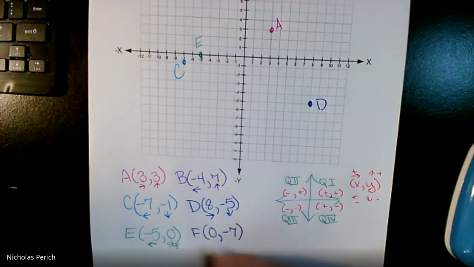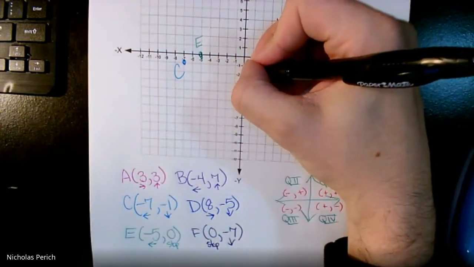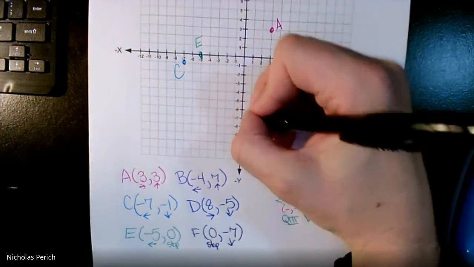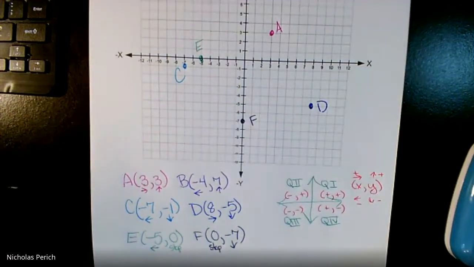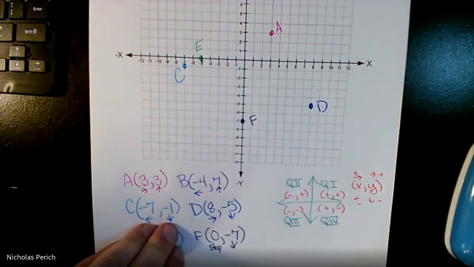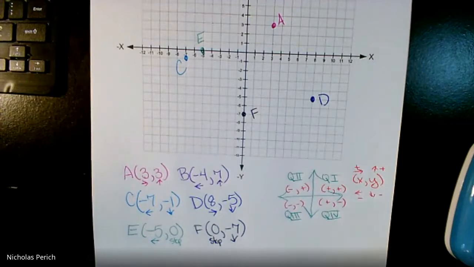0, -7 is similar, but be careful. That 0 means you don't move left or right, and then you go down 7 spaces. So don't move left or right. 1, 2, 3, 4, 5, 6, 7. Put a circle there, call it F. Okay? Okay. So those are coordinates being graphed on a coordinate plane.